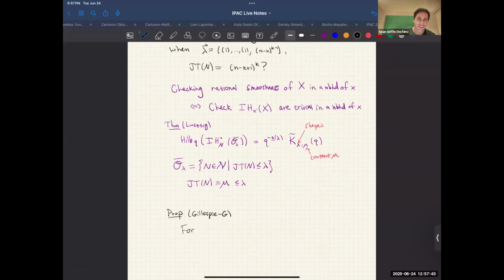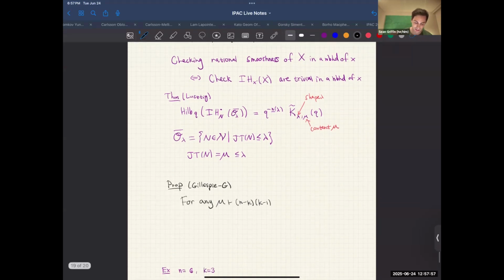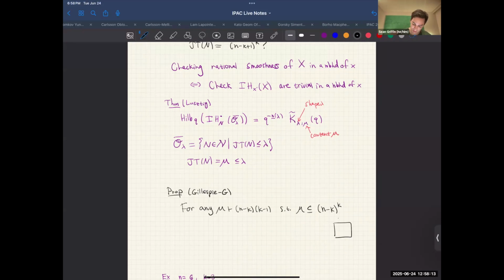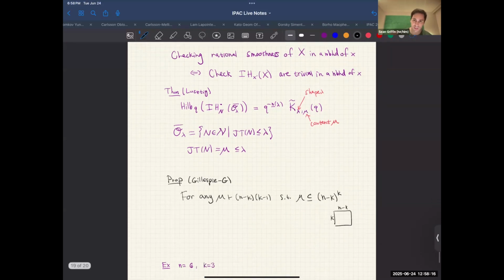And the combinatorial tool that we needed, the combinatorial fact that we needed, is that if you have any partition of n minus k times k minus 1, basically the size of that partition, such that mu is contained as a Young diagram in this rectangle, n minus k by k, then the intersection cohomology groups are trivial.